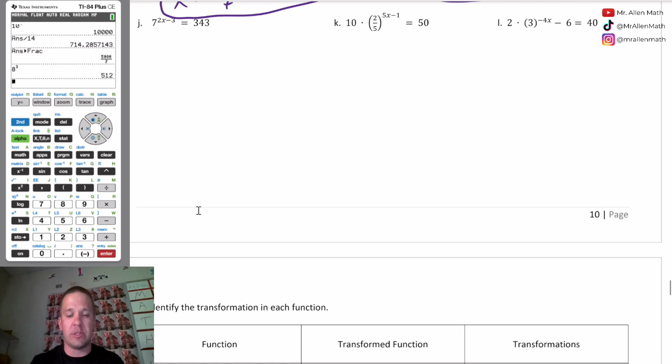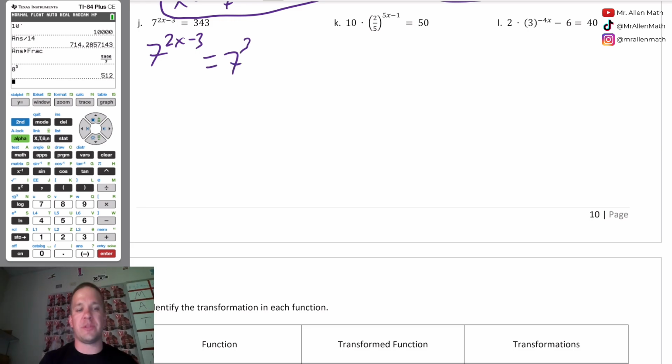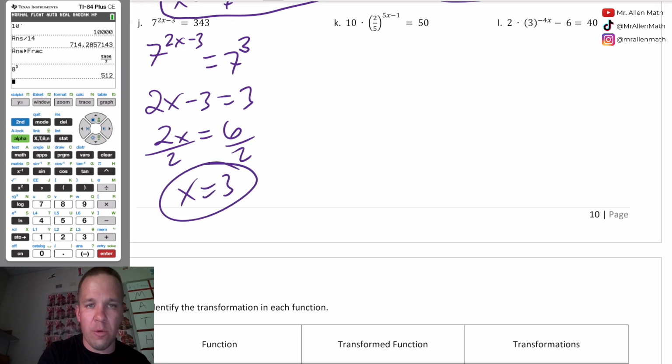343, I'm pretty sure, and I'm just going to bust up my own TI right here. 7 to the third power is 343. So I'm going to go this route. I'm going to say 7 to the 2x minus 3 equals 7 to the third. You could have also looped and swooped this, and that would be just fine. But now I can set my exponents equal. 2x minus 3 equals 3. Then I'm going to add 3. I get 2x equals 6, divide by 2, and I get x equals 3.